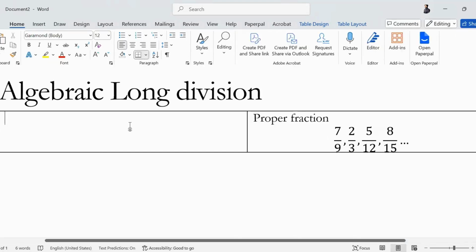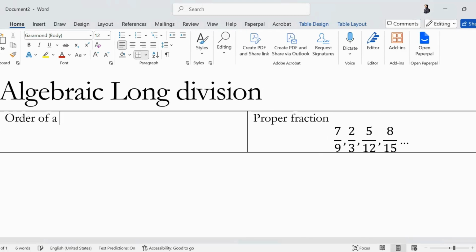Now, what about algebraic proper fraction? For that, we must understand what is order of a polynomial. We have already studied polynomials, but I'll just revise it. We have studied binomial as well. Binomial is when we have two unlike terms. Polynomial is when we have more than two unlike terms. And specifically polynomial of x, if I am calling it.